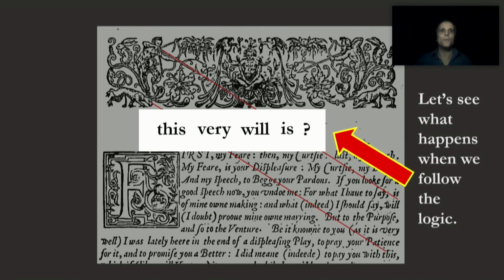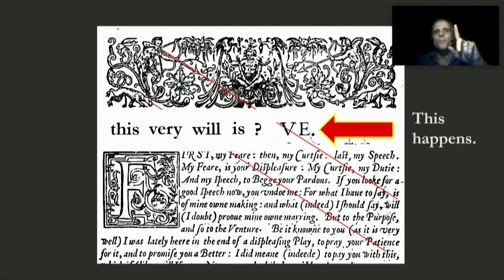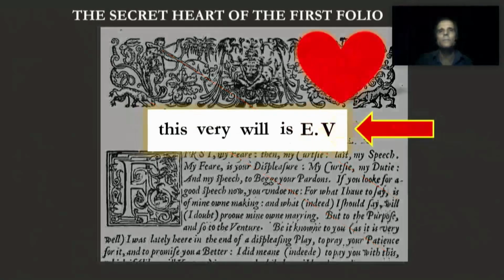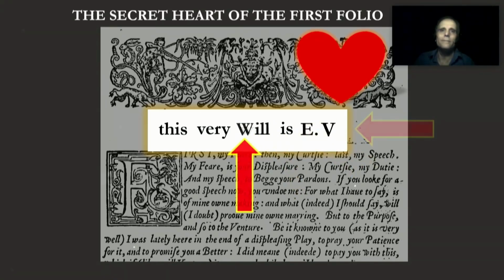Let's see what happens when we follow the logic. We have gone from the bottom word to the top word. What happens when we travel backward along Eros' sightline? This happens. Presenting what I call the secret heart of the First Folio, the word acrostic: this very will is E.V. Let's clarify that. This very will is E.V.